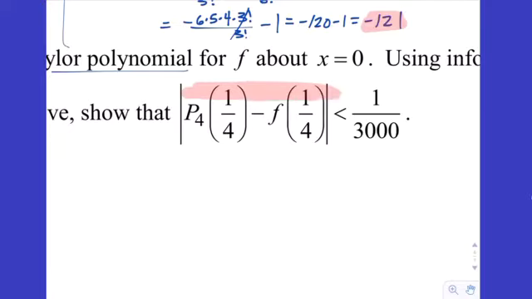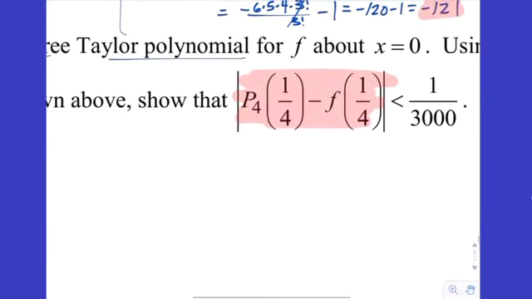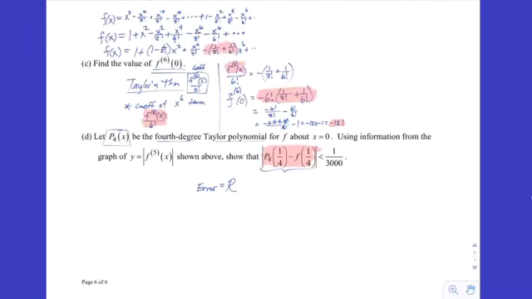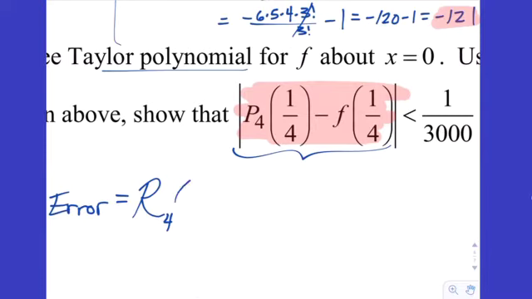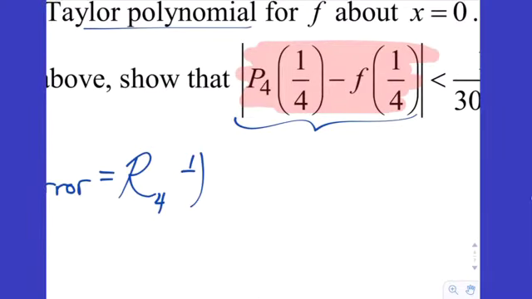So as we've been going through this section, I've been writing the error many, many different ways so that you would be accustomed to however they do that. So let's go ahead and write it out. This right here is really the error. That's a generic term. We also call that the remainder when we use the fourth degree polynomial evaluated at x equals 1/4. All right, so that's another way to write it.